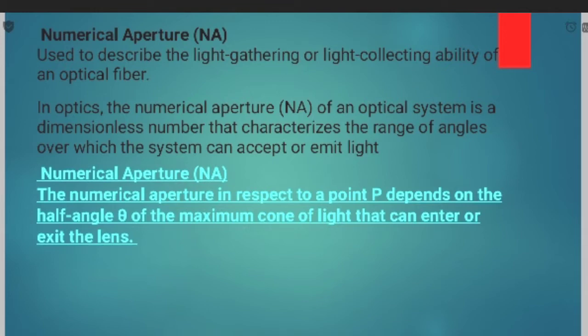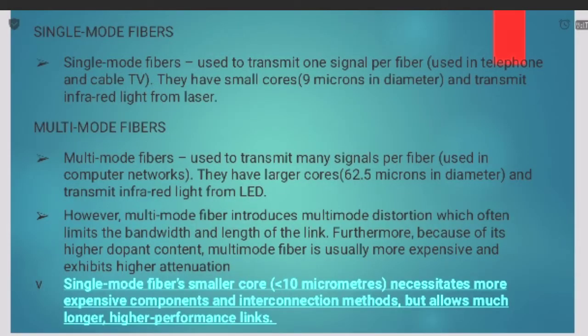And fibers are characterized as single mode and multi-mode. Single mode fibers are used to transmit one signal per fiber. As the name refers, it is a single mode fiber, so only one signal is allowed to transmit. They have smaller cores, 9 microns in diameter. Infrared light from a laser has to be used to take the signal from one end to another.